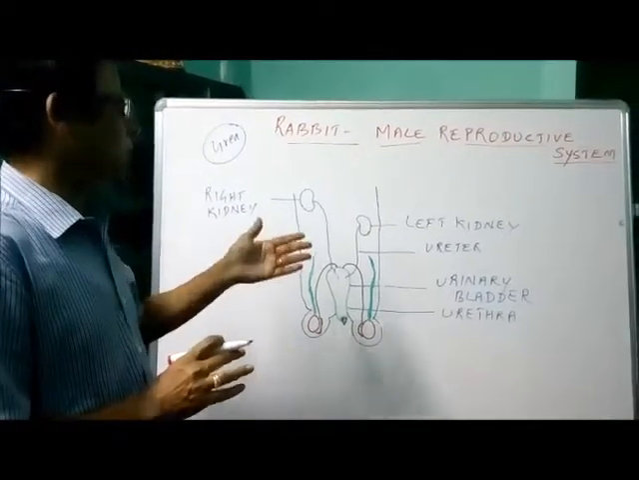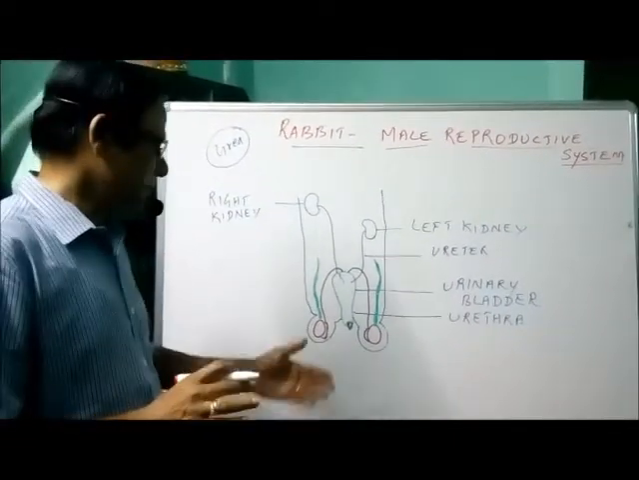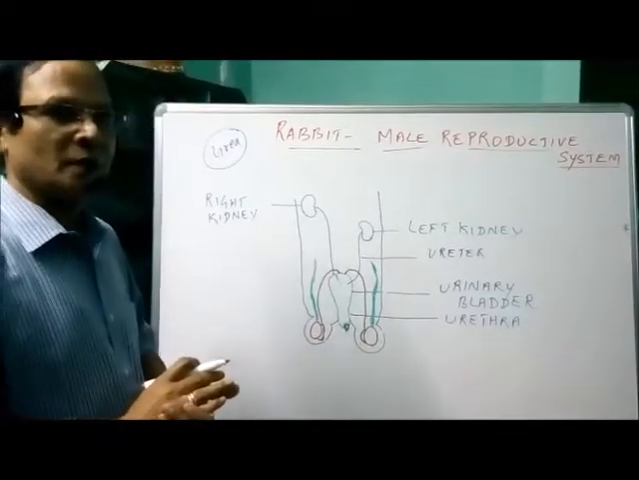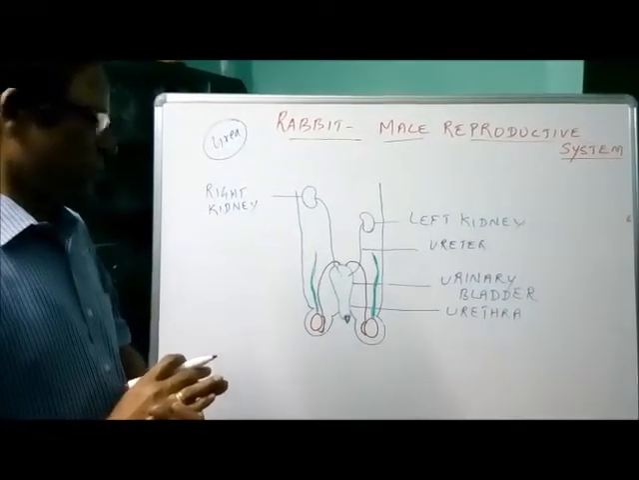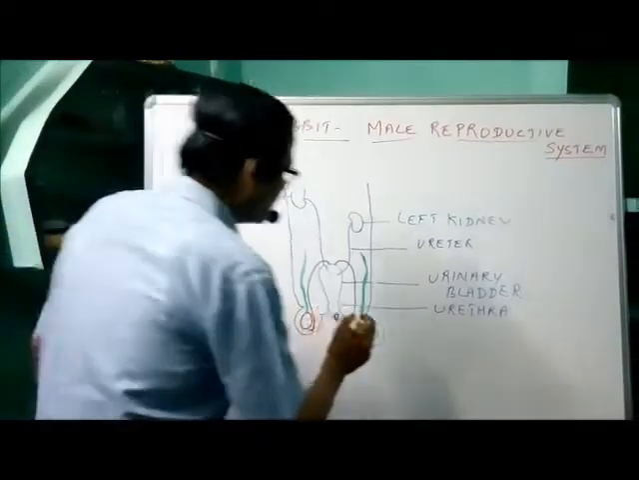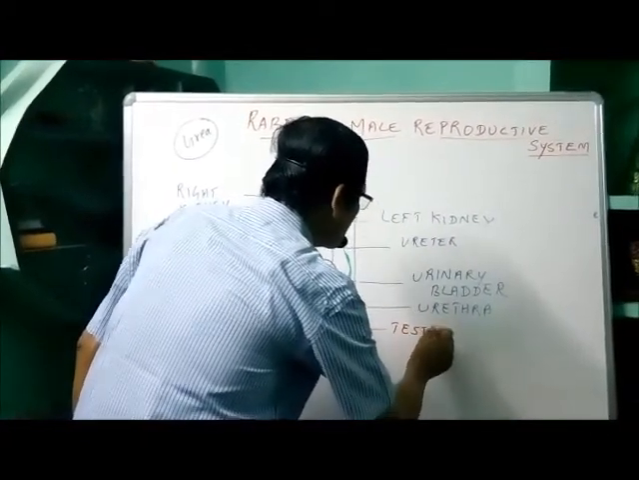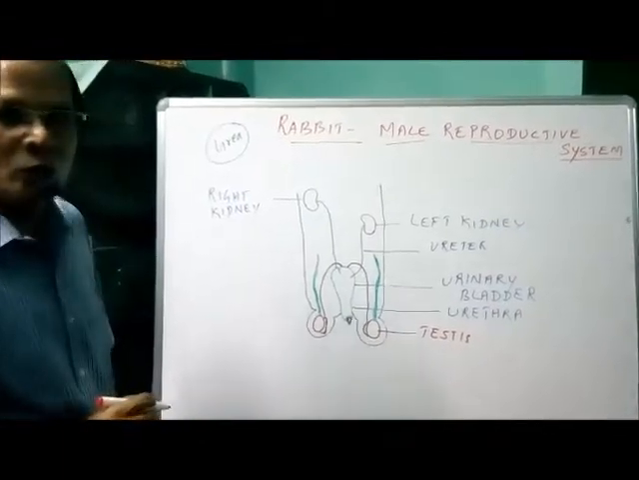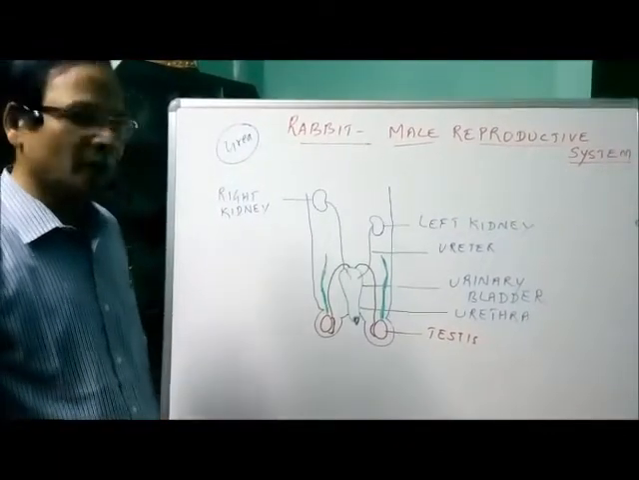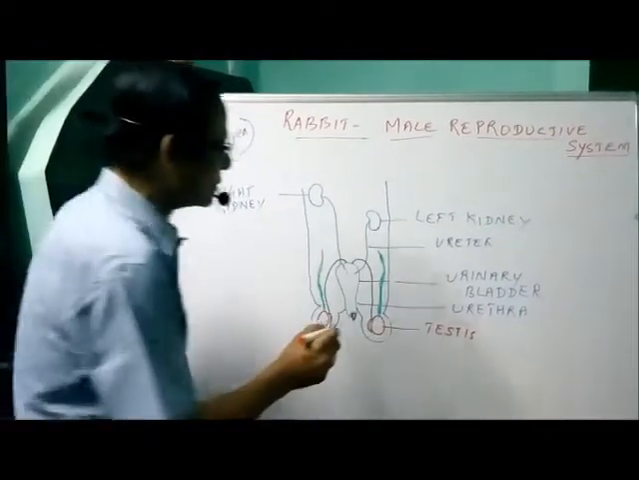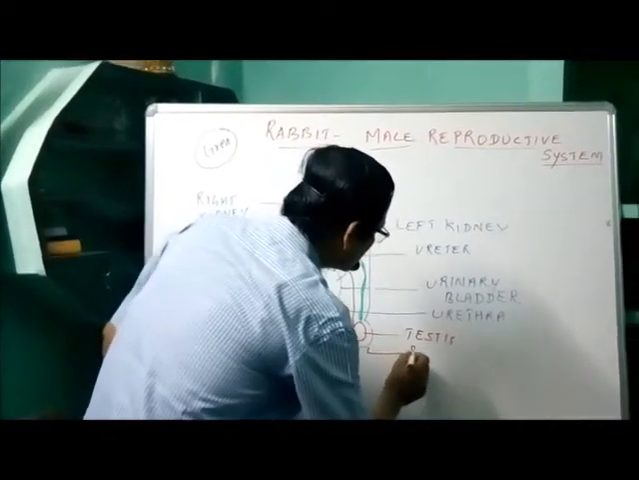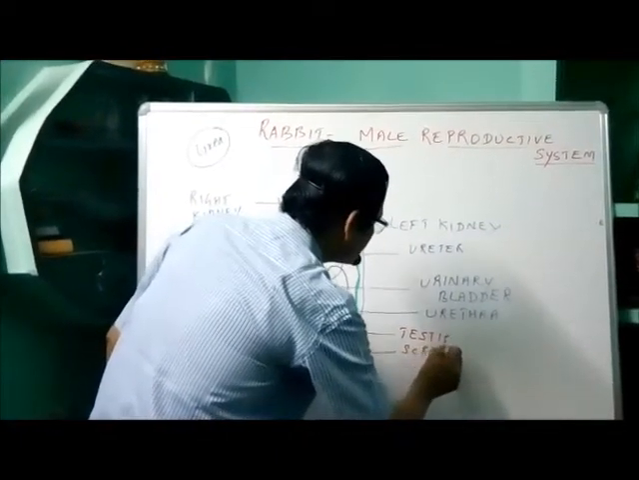Now, let us talk about the male reproductive system. It consists of a pair of testes. The testes are large, in scrotal sacs in the abdomen. Now this one, testis. The testis is normally ovoid in shape and placed in the scrotal sacs. Now these are the scrotal sacs.